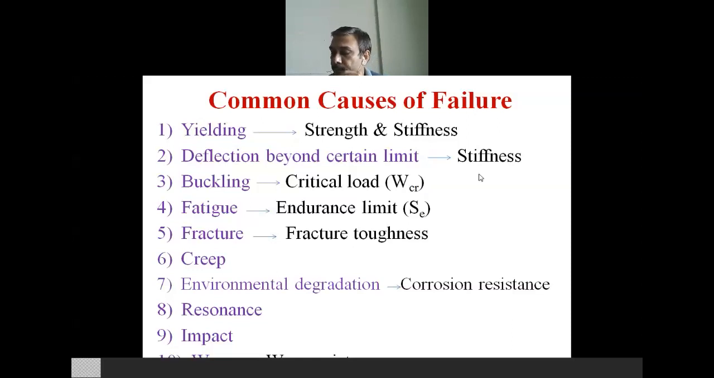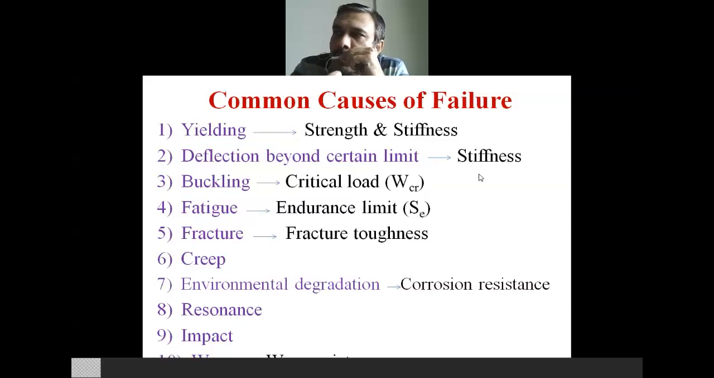Okay. The next kind of failure is fatigue failure. This is a very common failure in most structural components. Almost 80 to 90% of component failures are due to fatigue. So what is fatigue failure? Failure due to cyclic loading, or repetitive loading, we call it fatigue failure. As we discussed in one example, roller bearings generally fail due to fatigue failure.